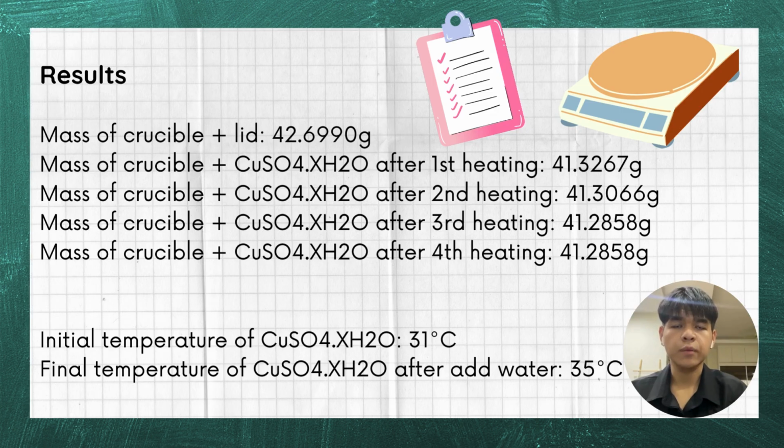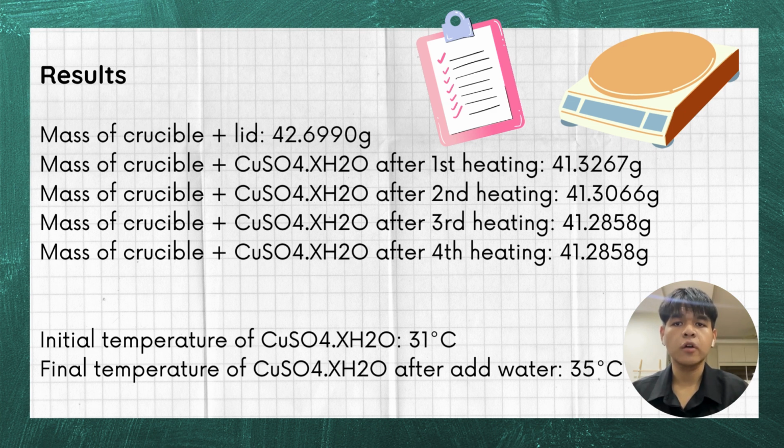Hi, my name is Iqbal Musakim and I'm going to present the results obtained. The mass of crucible plus lid is 42.6990 gram. The mass of crucible plus CuSO4·5H2O after first heating is 41.3267 gram. The mass after second heating is 41.3066 gram. The mass after third heating is 41.2858 gram. The mass after fourth heating is the same as the mass of the third heating, showing that it reached a constant mass.